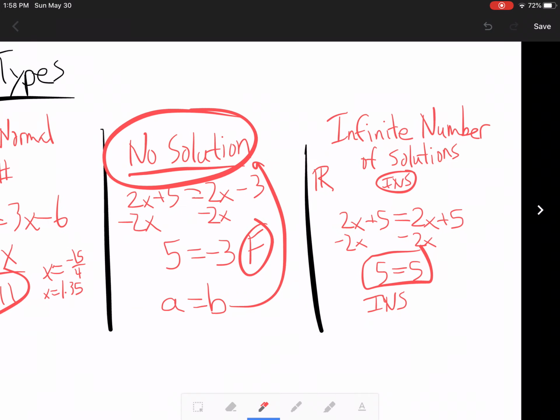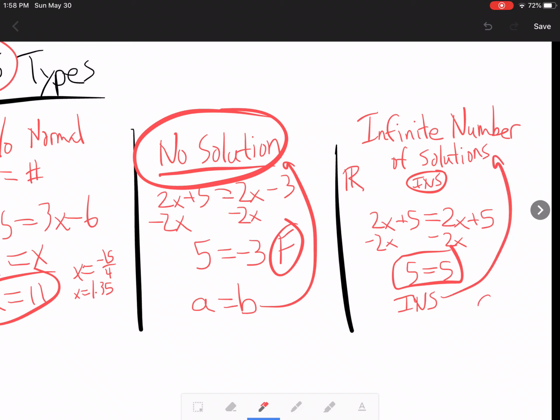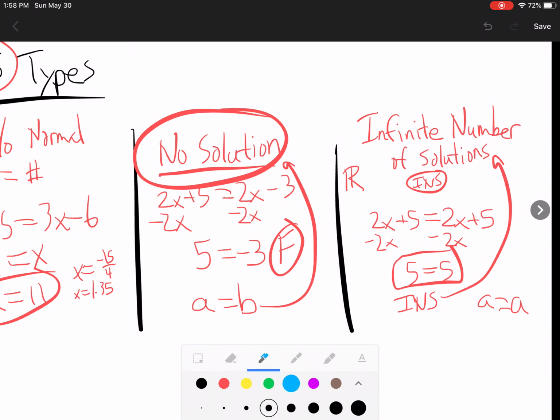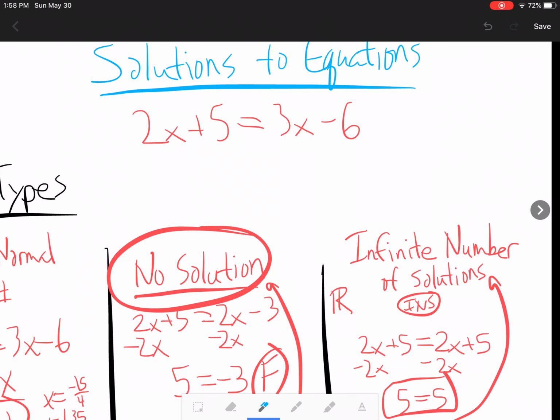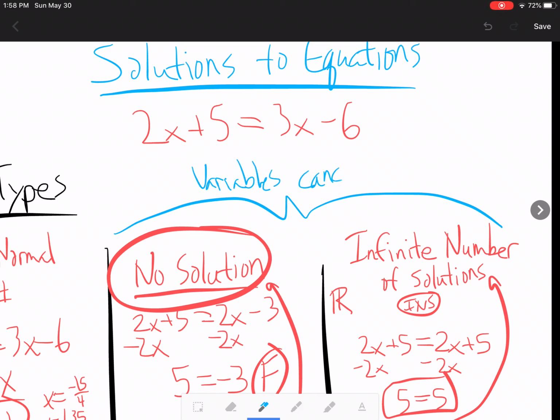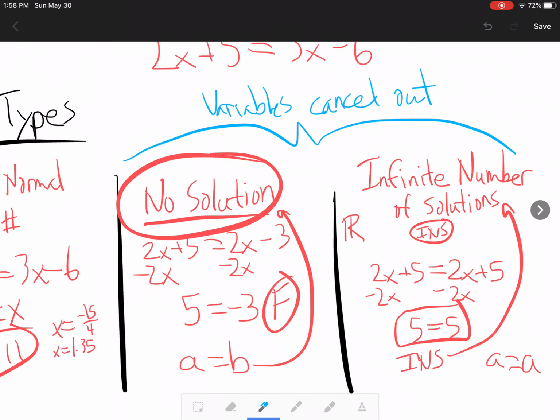And so ultimately what we're going to be looking for here is if we have a equals a. Now, let's clarify some stuff here. The no solution or infinite number of solutions only happens when variables cancel out. All right, so take a look at what happened here. We had two x's on both sides of the equation that canceled each other out. That's what led to us having potentially no solution or an infinite number of solutions.